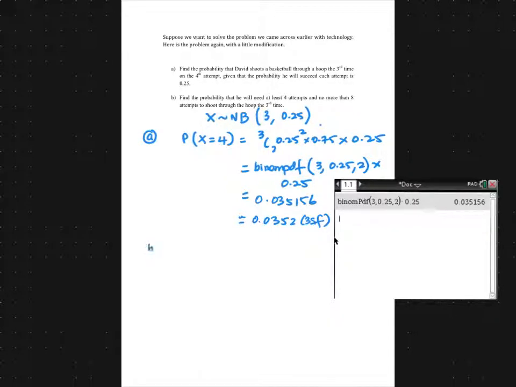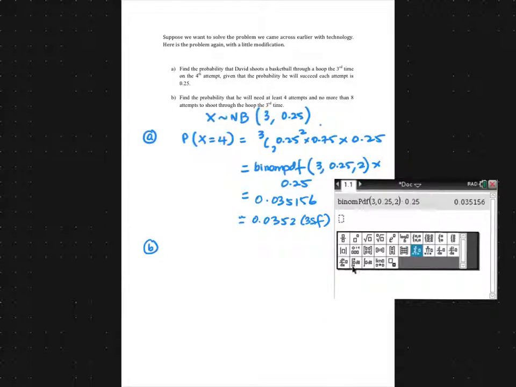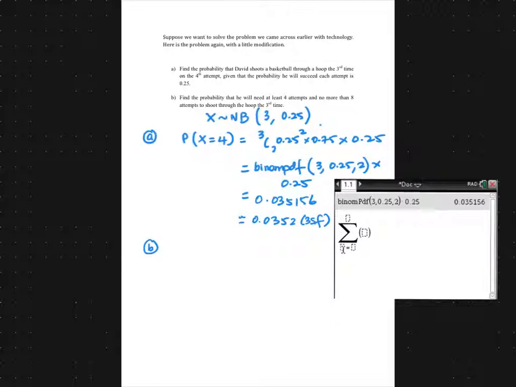In part B, find the probability that he will need at least 4 attempts and no more than 8 attempts to shoot through the hoop the third time. So we have P at least 4, and no more than 8. So this is actually the sum, with x equals 4 to 8.